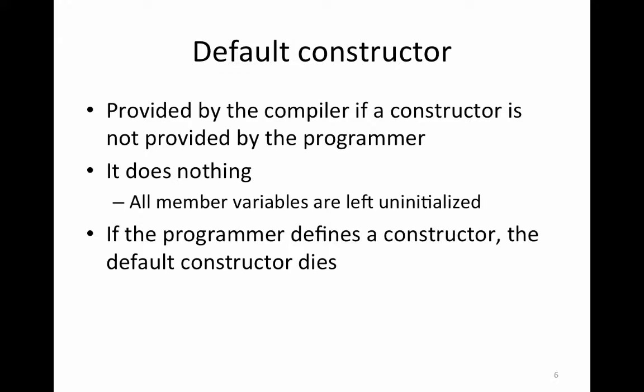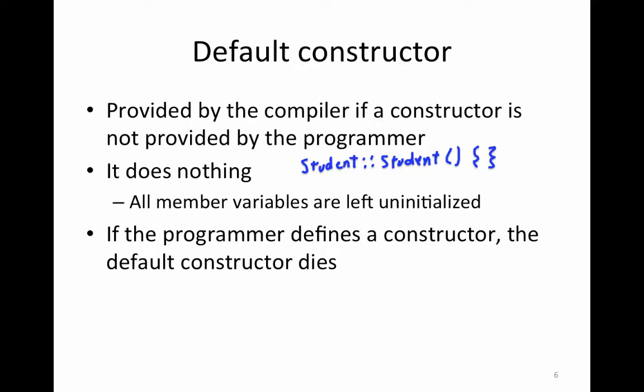So if you were to look at what it looks like, its function definition, it would look like this. Student, student, takes no parameters, an empty pair of curly braces to indicate it does nothing. That is the default constructor that the compiler manufactures for you. So all the member variables are left uninitialized. You don't know what their values are.